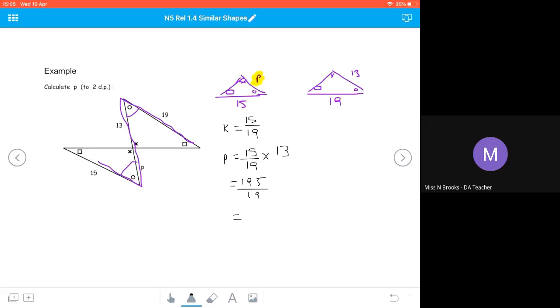And if I want to round that to 2 decimal places, remember always write more than 2 decimal places and then do your rounding. So I had 10.2631 and to 2 decimal places, that's going to turn into 10.26.